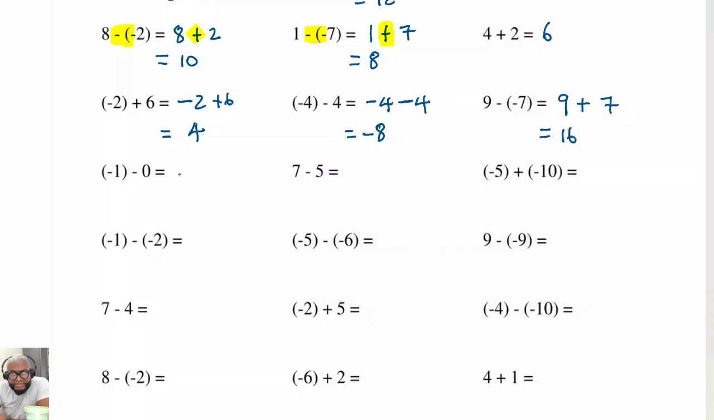Now this one here is -1 minus 0. -1 minus 0 will give you -1, just like 1 minus 0 is 1, 10 minus 0 is 10. Anything minus 0 will be the number itself, okay? 7 minus 5 is 2.